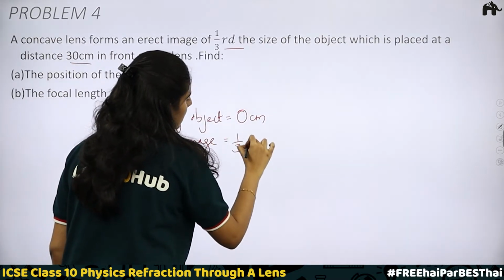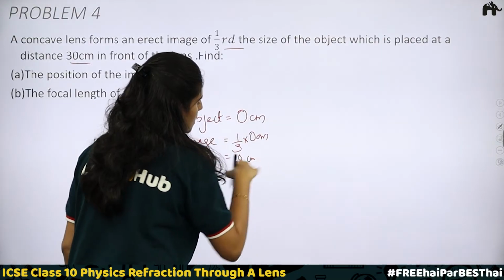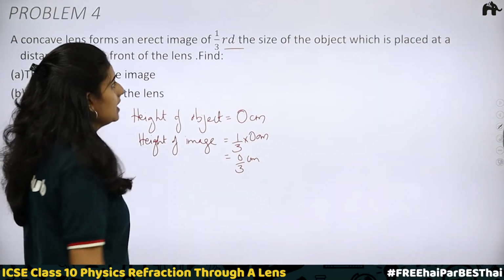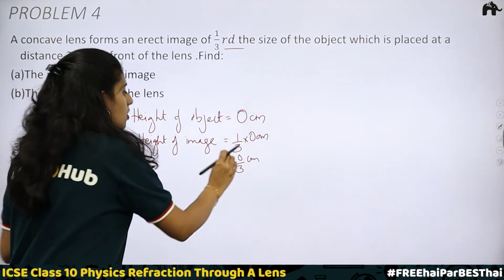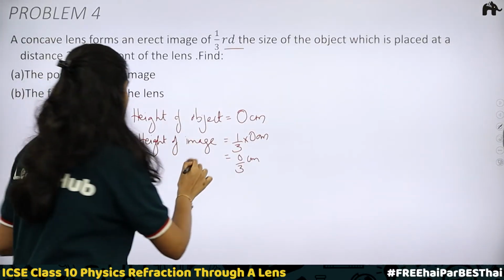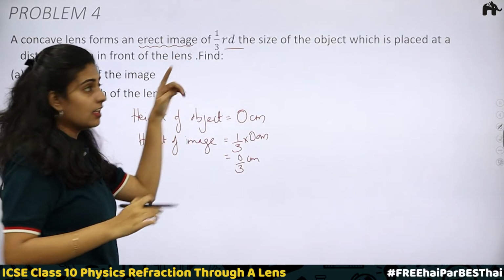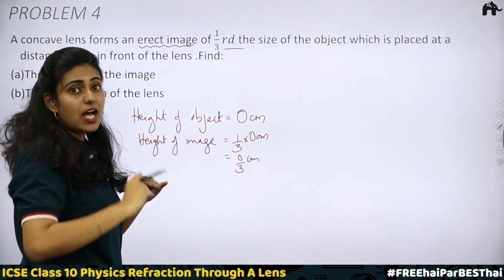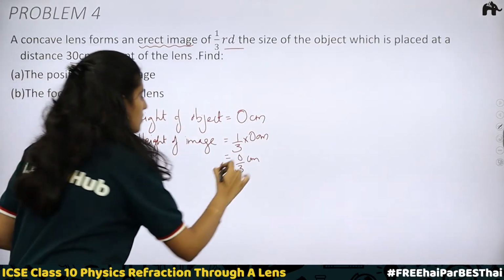1 by 3 into O centimeter, or O by 3 centimeters. Okay, O by 3 centimeters is the size or height of the image. Is it positive or negative? Here we have an erect image. Erect image means the image is formed above the principal axis. So above the principal axis, positive values.